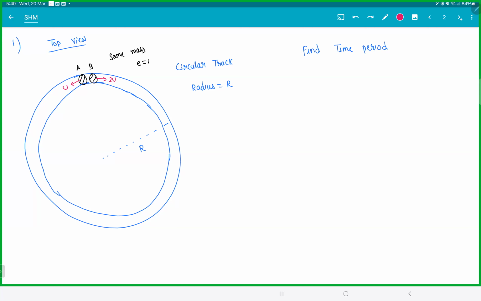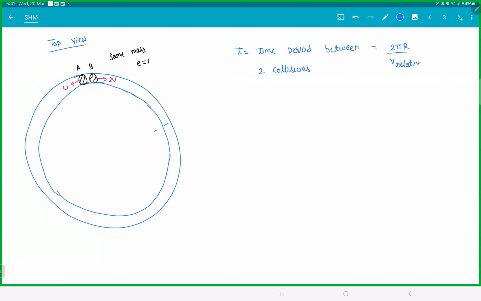It's pi r by 4. See. First thing, where will they collide? If I take time t, this is the time period between two collisions. The distance between them is 2 pi r by v relative, which is 2 pi r by 3u. This is the time period between two collisions.